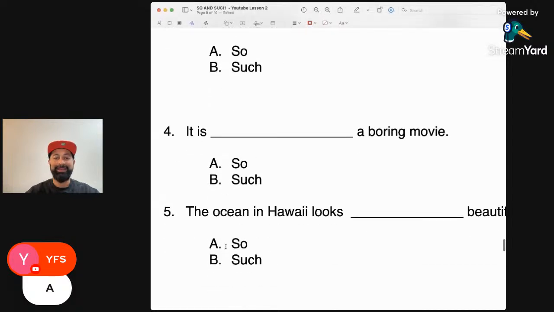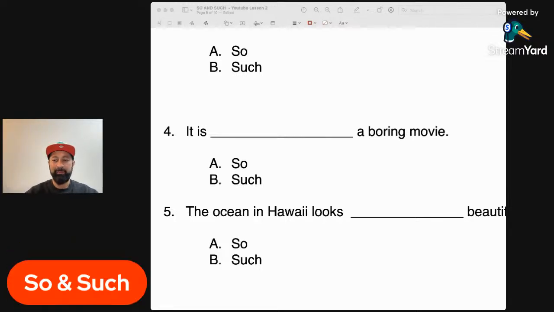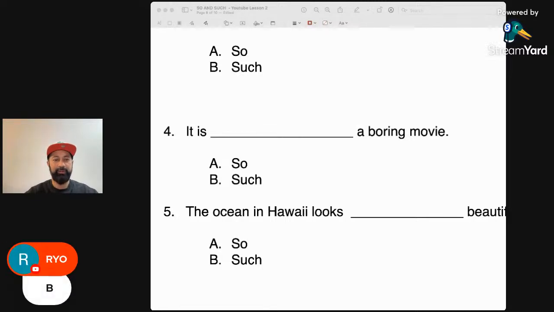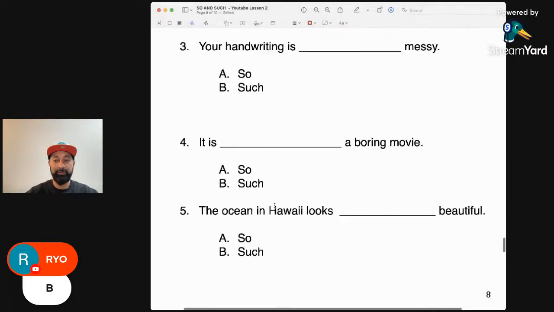Number 4, it is something a boring movie. Is it going to be A or B? It is something a boring movie. And we've got YFS with B. Dio with B. Perfect. It is such a boring movie. Very good. And last one for the review.